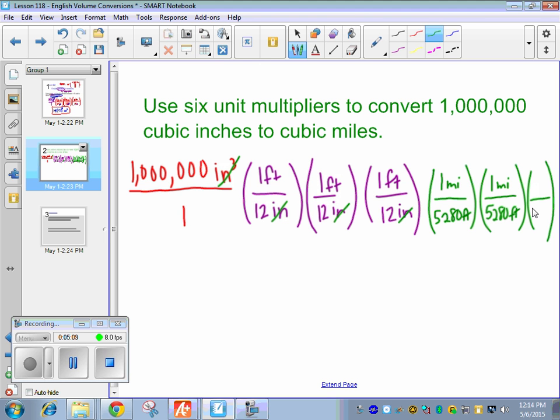Be sure for miles you have mi. 5,280 feet in 1 mile. So now I can cancel the 3 feet units up here with the 3 feet units in the bottom. So I should have all the units gone except for which ones? Miles times miles times miles. So that would be miles cubed.